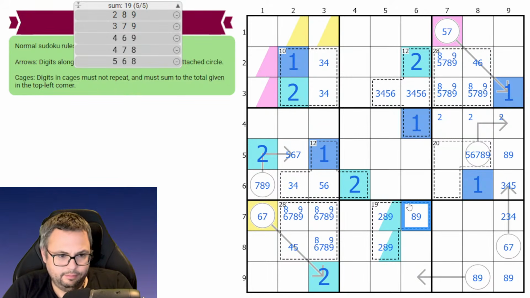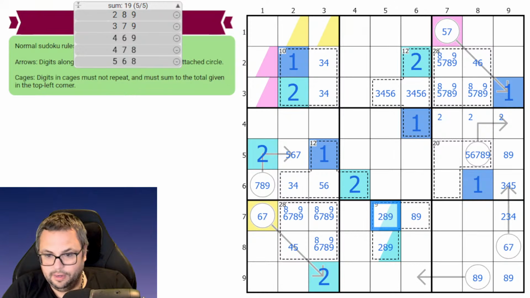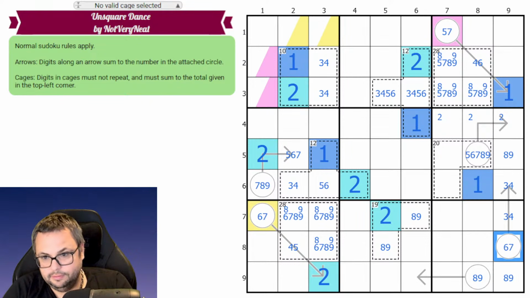Very nice. Oh, row 7 has a 6, 7, 8, 9 quadruple. So it does. So this cell just is the 2. This cell is just not... Oh, sorry, this is just an 8 or a 9. That is not a 2 anymore. Oh, so now this just is 3, 4, 7. It's the only option.